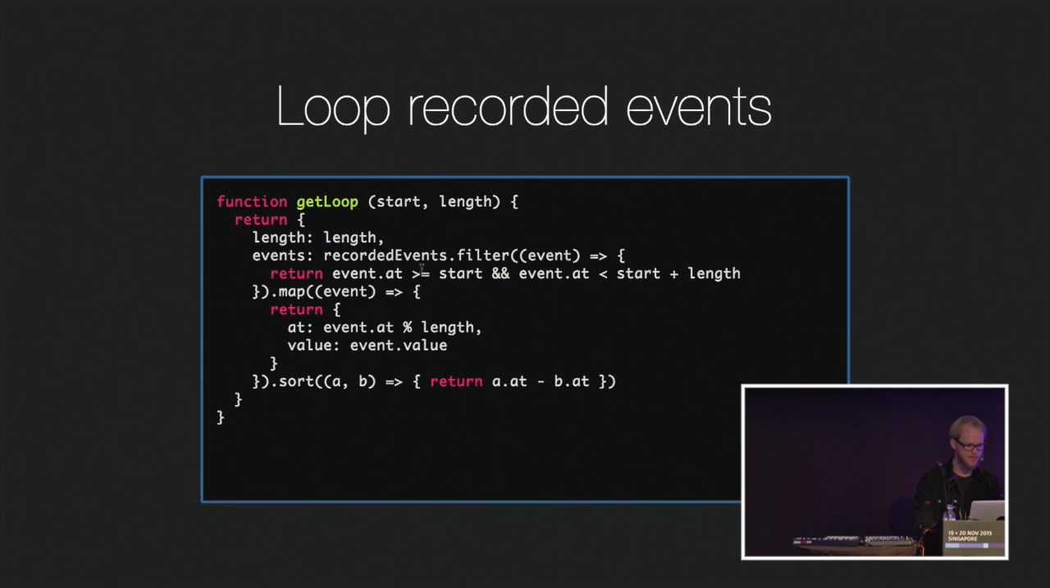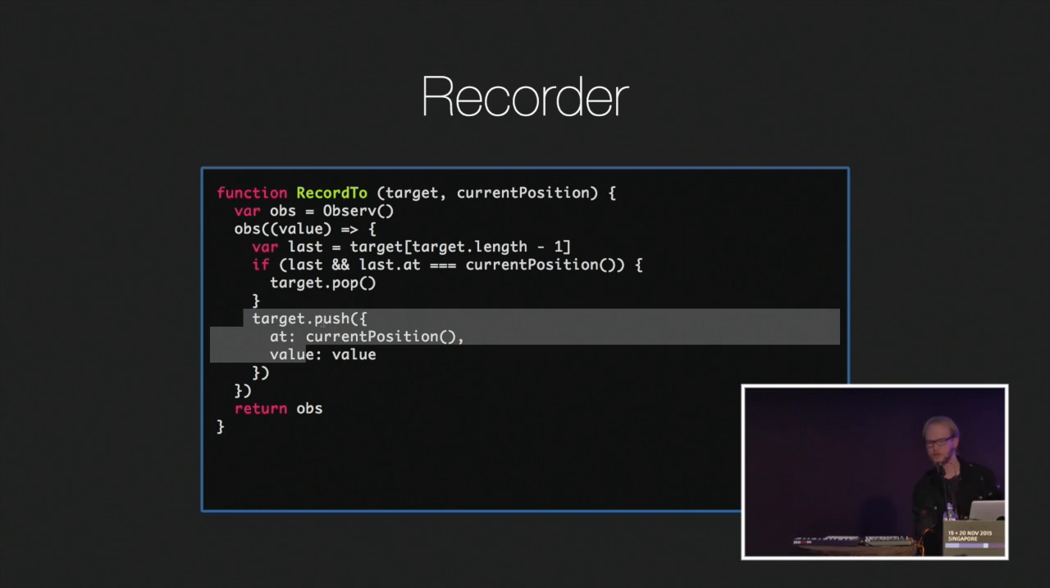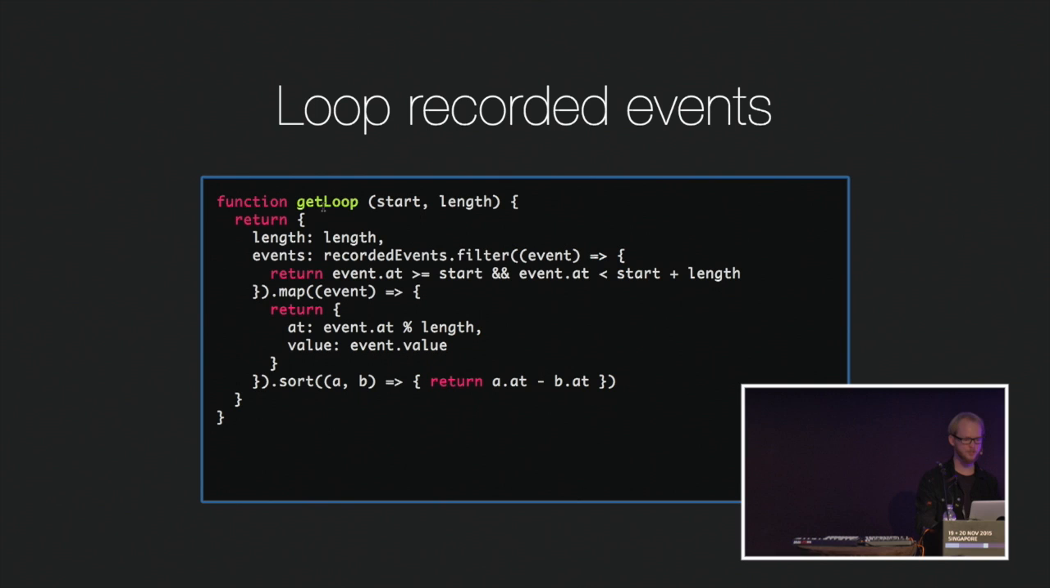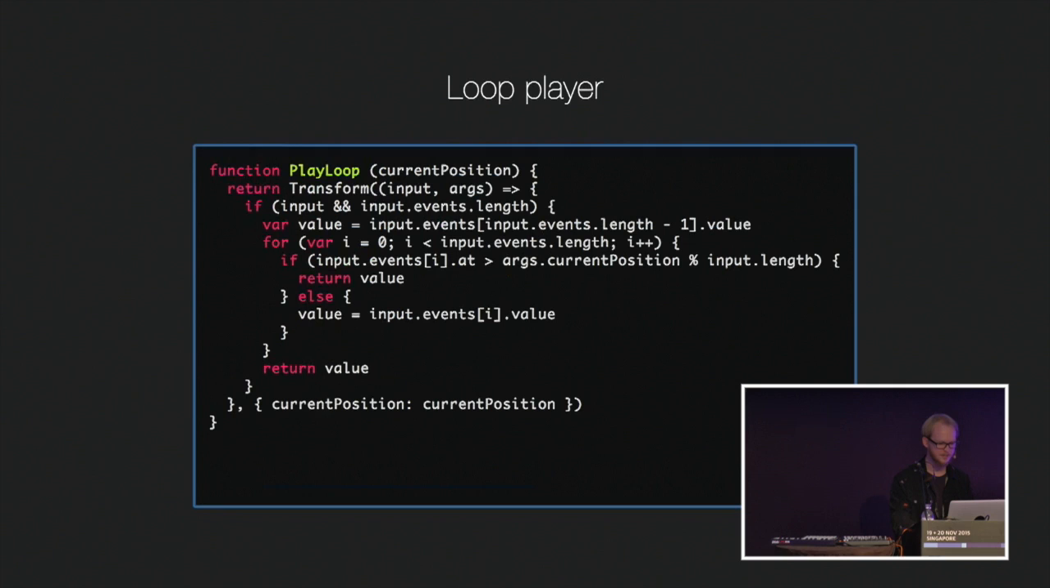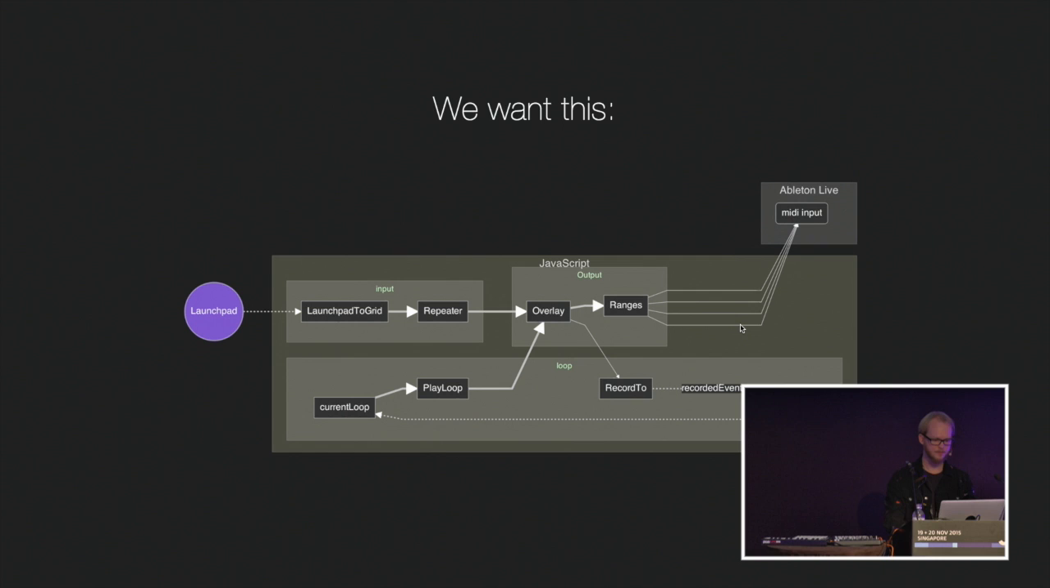So this is really simple. All it's doing is every time there is a change, it's pushing it onto an array. It's really straightforward. And this one here is just doing a filter on that array to get the range that I've asked for. That lets me listen for when I'm pushing the button that says I want to loop, and it takes the slice. And this here plays it back. So this is just a reverse transform. It's taking the current loop and checking what the current time is. And if the current time corresponds to an event in the loop, it will change its state and broadcast that out. So, yeah, that's what we want.